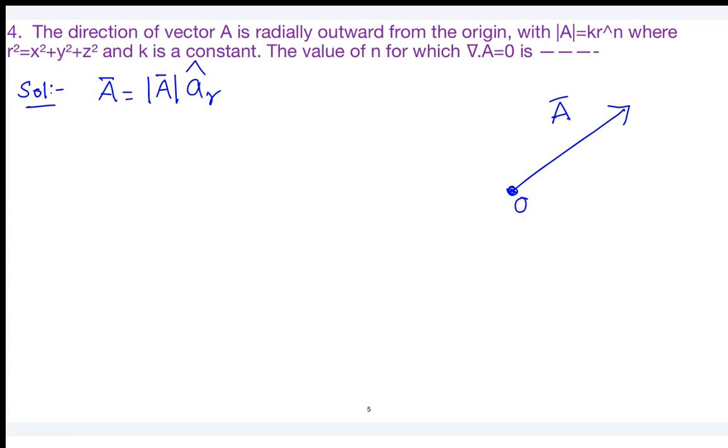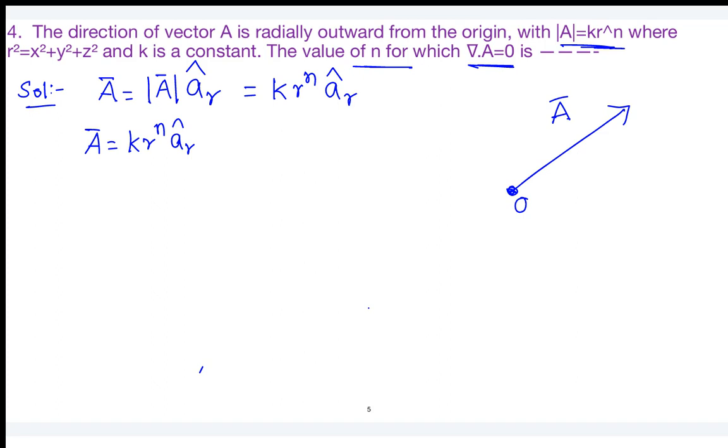Since the magnitude of A is already given as k into r power n, that becomes k into r power n, and the direction will be a R cap. You can see here r square is equal to x square plus y square plus z square; this we already know in the spherical system, so you need not worry about it. Then you need to find the value of n for which divergence is equal to 0. So the vector is k r power n into a R cap. Which type of coordinate system does it belong to? Spherical. Yeah, correct.